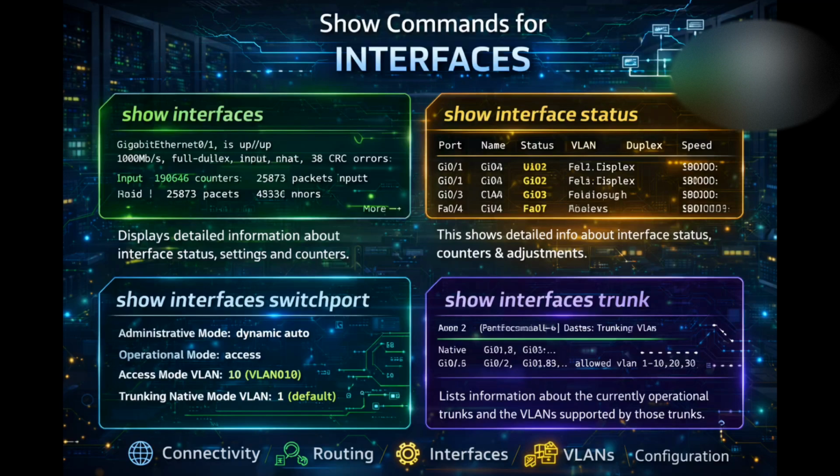Finally, show interfaces trunk. This command lists all active trunk links and the VLANs allowed on those trunks. If inter-VLAN routing or communication between switches is not working, always verify trunk VLANs using this command.